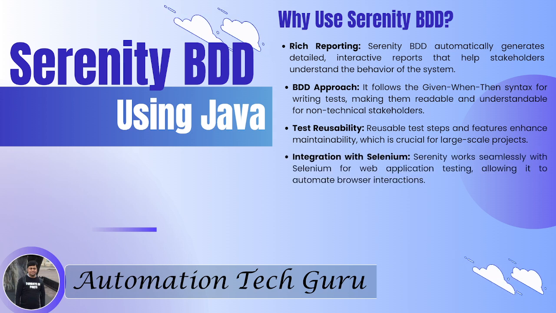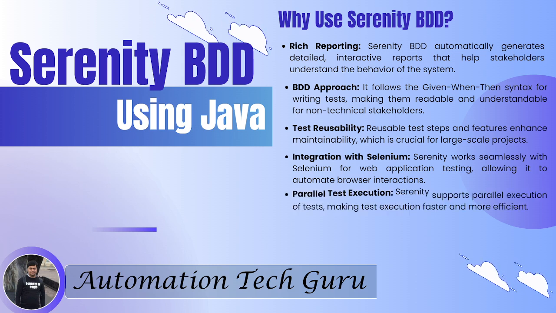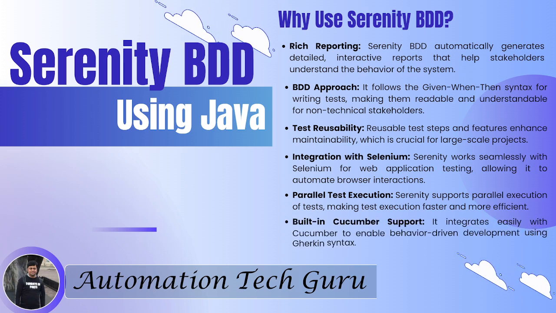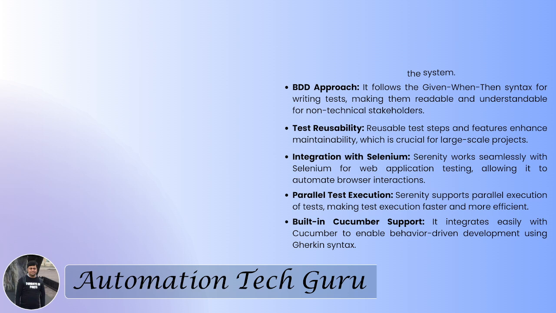Integration with Selenium: it works seamlessly with Selenium for web application testing, allowing it to automate browser interaction. Parallel test execution: you can run tests in parallel, making test execution faster and more efficient. Built-in Cucumber support: it integrates easily with Cucumber to enable behavior-driven development using Gherkin syntax.